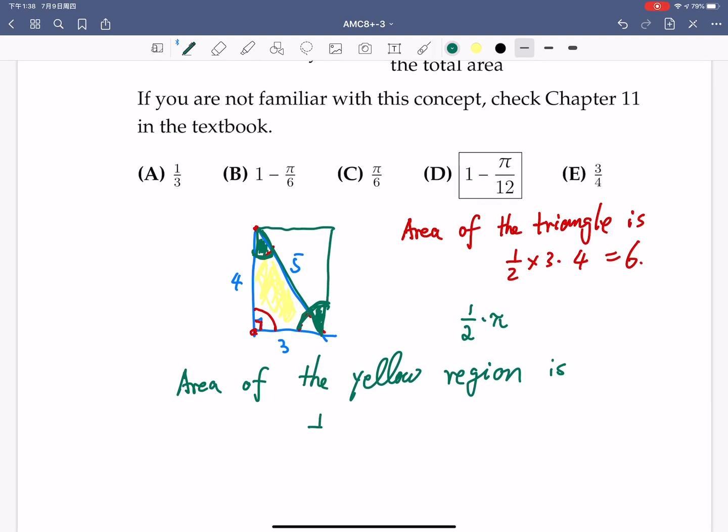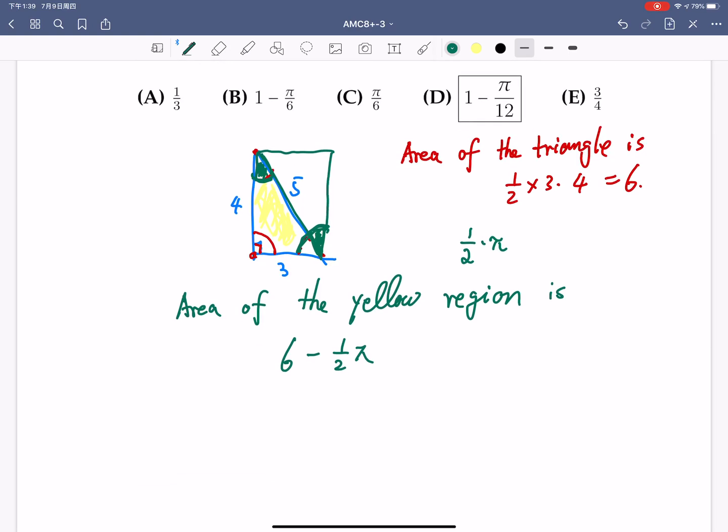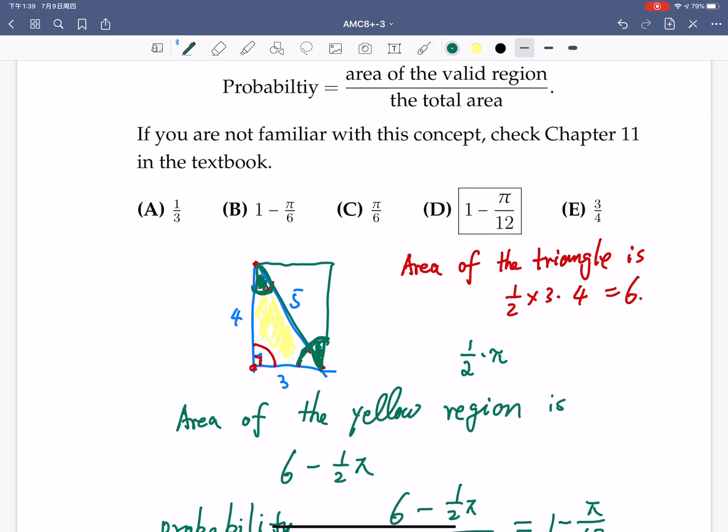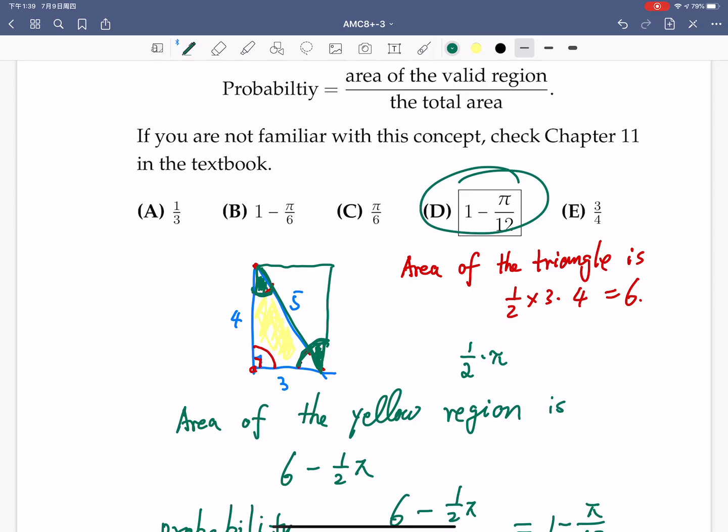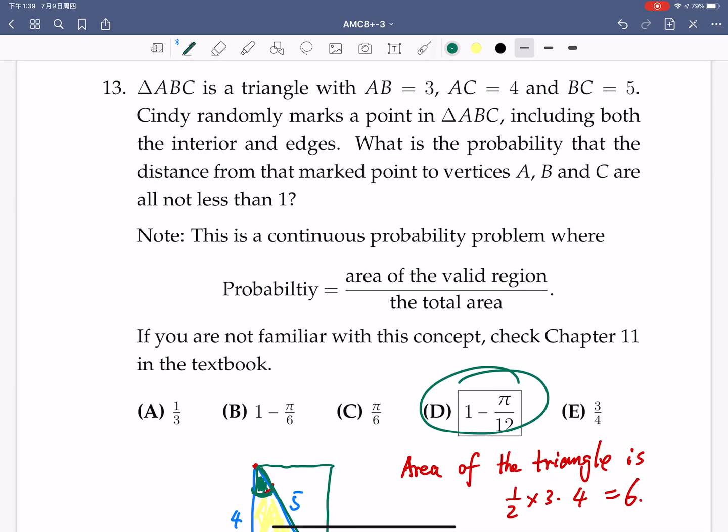So the area of the yellow region would be 6 minus half of pi. So what is the probability? It will be 6 minus half pi divided by 6, which is 1 minus pi over 12. And the answer is D for problem 13.